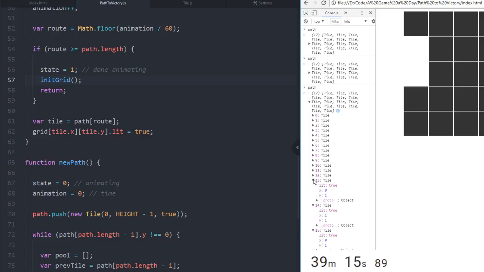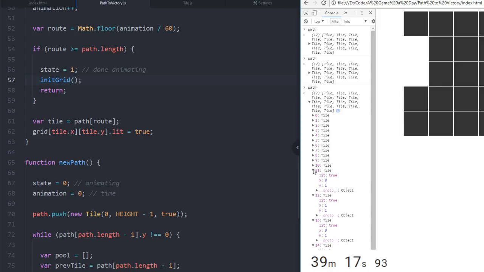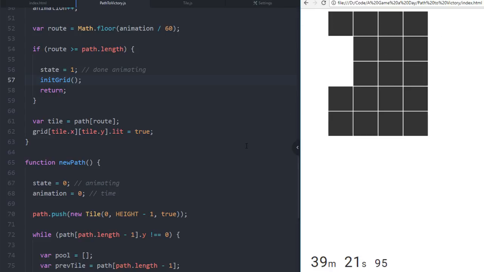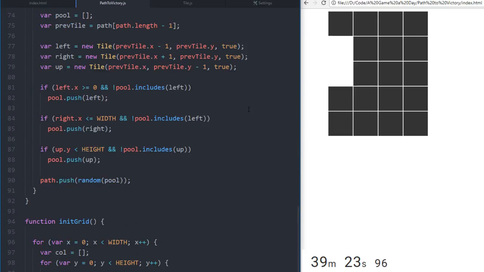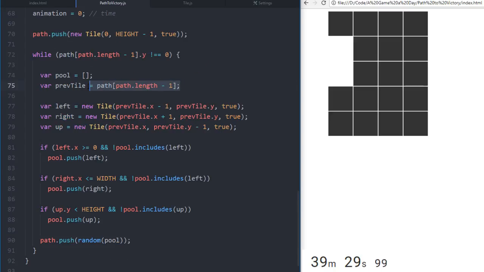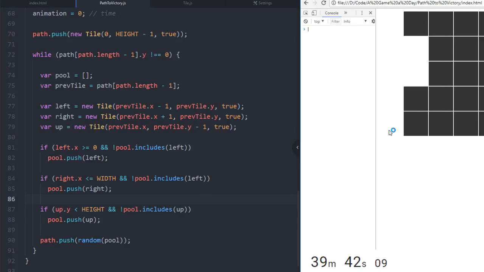0, 1, 1, 1, 0, 1, 1, 1, 0, 1, 1, 1. Yeah, okay, so it did not. Oh, wait. Previous tile. Pool can't include it already. So let's try this.